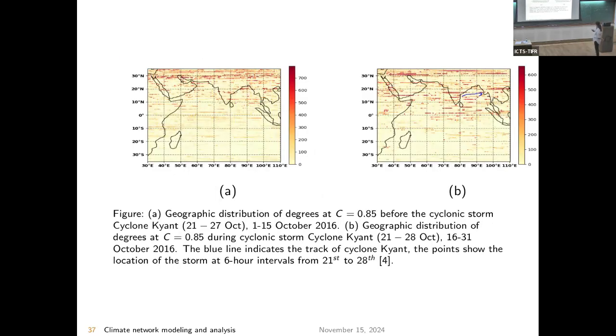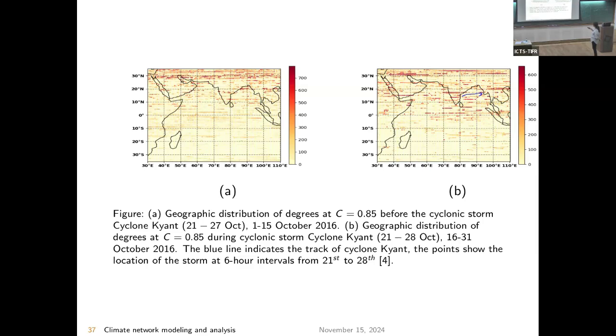Left side network is for which period? It is for 16 to 31st, so during the cyclone. The left one is 1st to 15 of October, and this is 1st to 15 October. This is 16 to 31st October. Yeah, second part. That's how I have arranged all the plots, before and during.